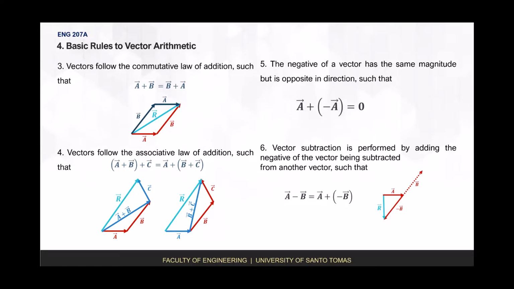And then the negative of a vector has the same magnitude, but it's just pointing in the opposite direction. And vector subtraction is performed by adding the negative of the vector being subtracted to another vector. It's kind of counterintuitive that you're going to add the negative, but this is going to be crucial when you're trying to visualize it. So you stick with your addition, and you know that the negative sign doesn't pertain to the value. It just pertains to the opposite direction at which it's pointed.